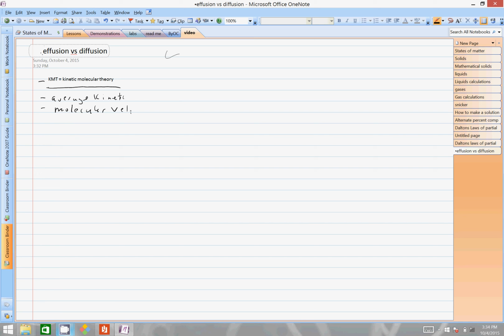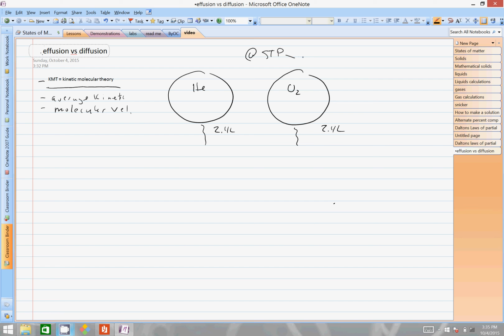So now, let's say, for example, we have two balloons. Balloon A has helium in it, and balloon B has oxygen in it, O2. I eventually want to talk about effusion and diffusion, but we will be highlighting a few other things along the way. These two balloons are the same size, 2.4 liter balloons. They are at STP, so 1 atmosphere and a temperature of 0 degrees Celsius, 273 Kelvin.